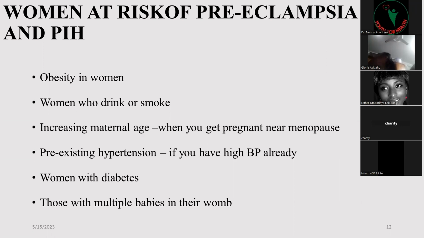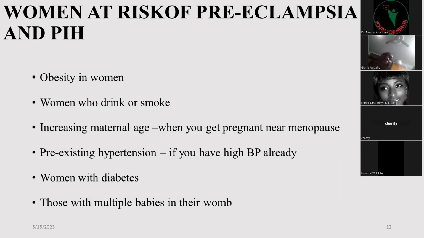If you have pre-existing hypertension, you have the likelihood to develop preeclampsia. Women with diabetes have the susceptibility of developing preeclampsia and even severe organ damage. So it's good to check your diabetes status and also keep it in check.